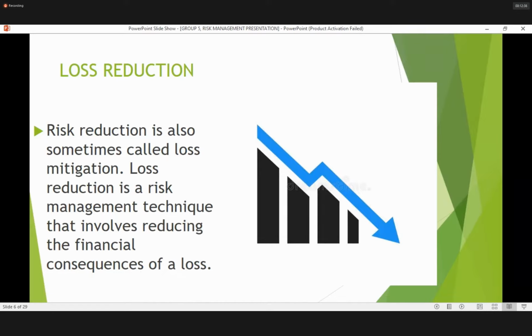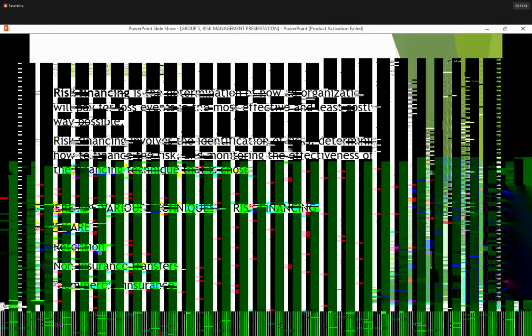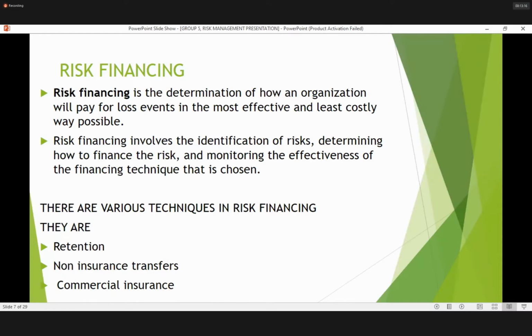Another technique for risk management is risk financing. We said it is the determination of how an organization will pay for loss events in the most effective and least costly way possible. So you are managing the risk, but you are making sure that it's not at a high expense of the organization. It involves identification of the risks, determining how to finance and so on. The techniques under risk financing are retention, non-insurance transfer, and commercial insurance.